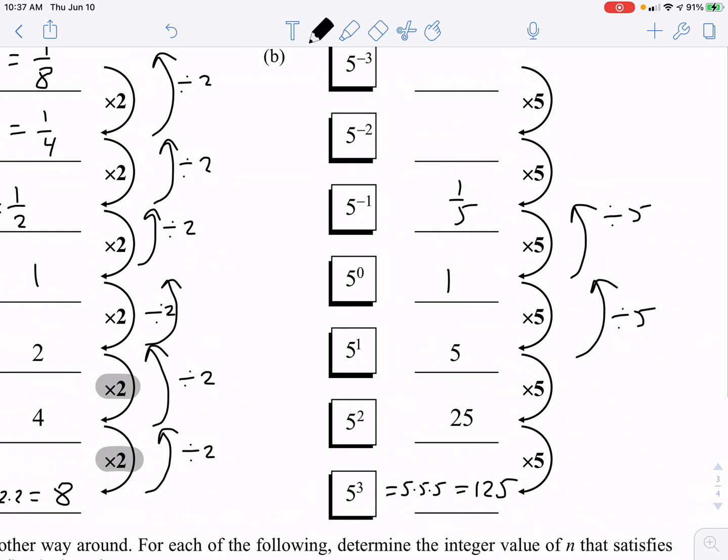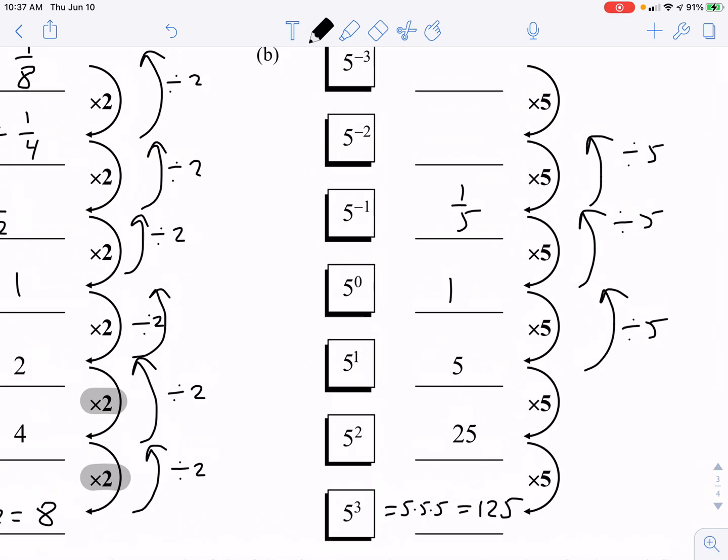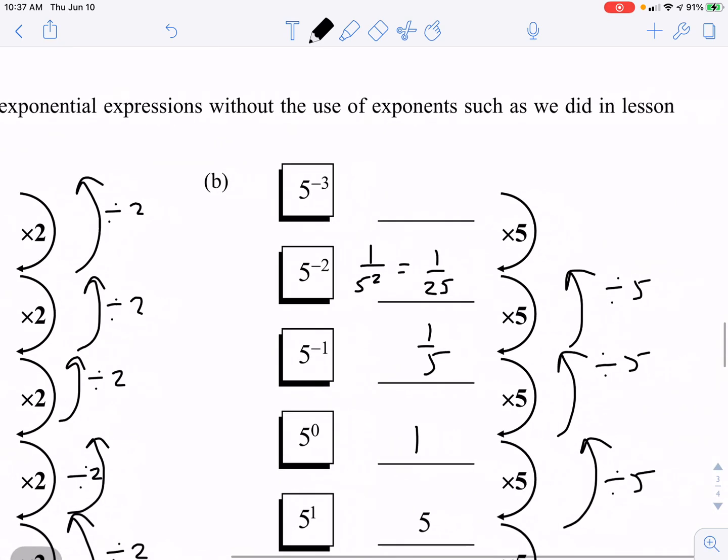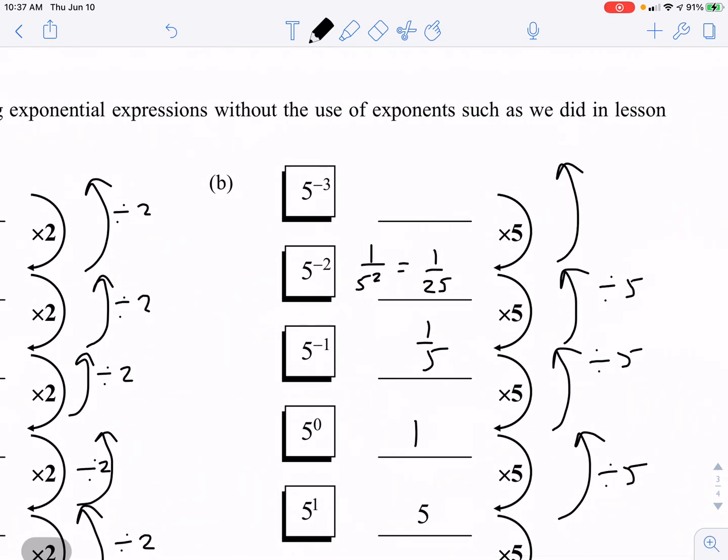If we divide by 5 again, 1/5 divided by 5 would be 1/5 of a fifth, and 1/5 of a fifth would be 1/25. And if we take 1/25 and we divide that by 5 again, we're talking about 1/5 of a 25th. We're talking about 1/125th.